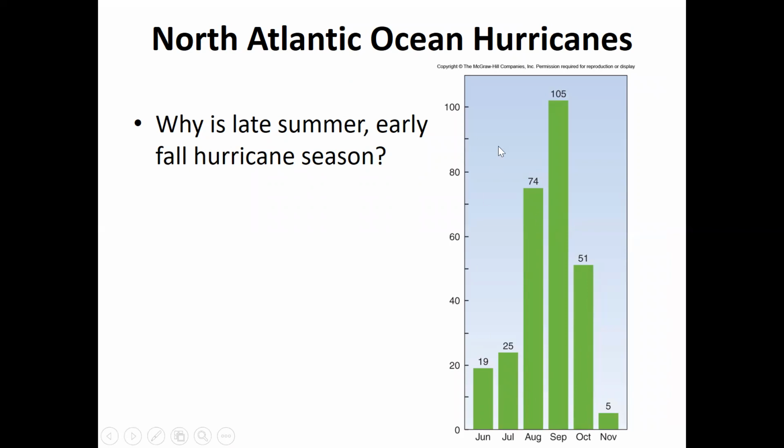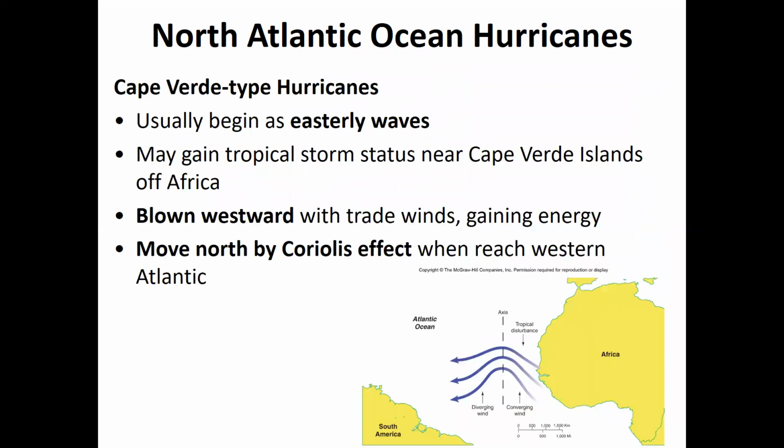So this is the frequency of hurricanes in the North Atlantic, and you can see that August, September, October are peak season. And why is this? Well, as we said, that's whenever the water in the North Atlantic is at its warmest. So there's the most energy in the water from being warmed by the sun all summer long.